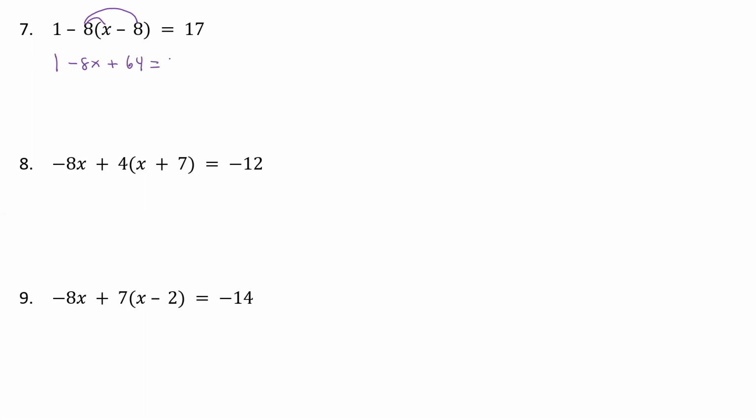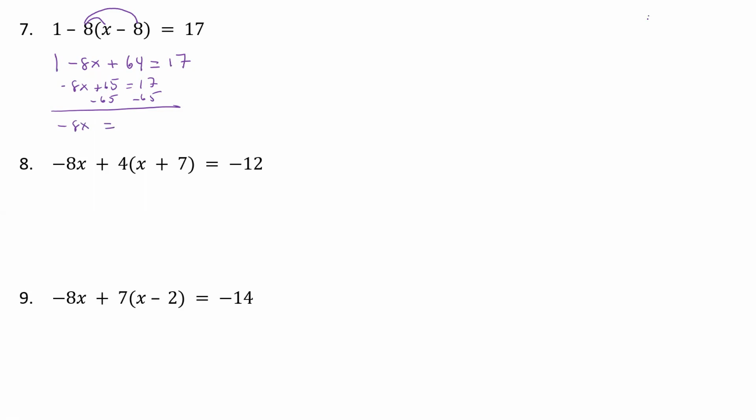That equals 17. All right, so now it looks like I have numbers here, number here, and variable here. If I take 64 plus 1, that's 65. So I have a minus 8x plus 65 equals 17. So if I subtract 65, I get negative 8x equals.